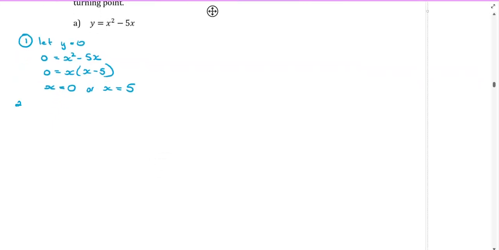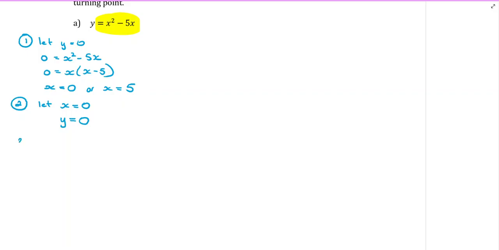Step 2 is that we want to find our y-intercept, which is when x is equal to 0. If you put x equals 0 into this equation, we have 0 squared minus 5 times 0. That's just 0, so y is equal to 0 as well.